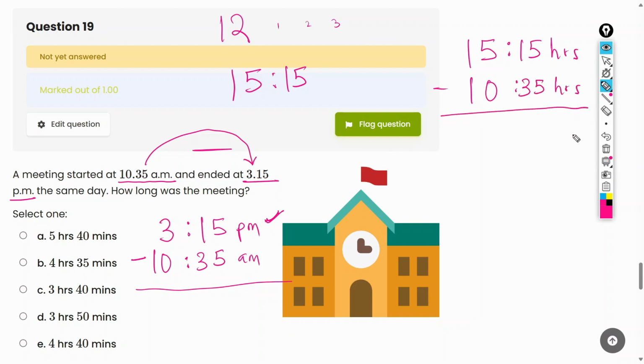We can subtract. So this is our minute space, this is our hour space. So 15 minutes minus 35 minutes. That obviously won't work. So we need to borrow 1 from here. We are left with 14. Remember that what we are borrowing is 1 hour. So when it comes here, it should change to 60 minutes. So we add 60 minutes to 15 minutes, which will give us 75 minutes. So now we can do 75 minutes minus 35 minutes. 5 minus 5 is 0. 7 minus 3 is 4.